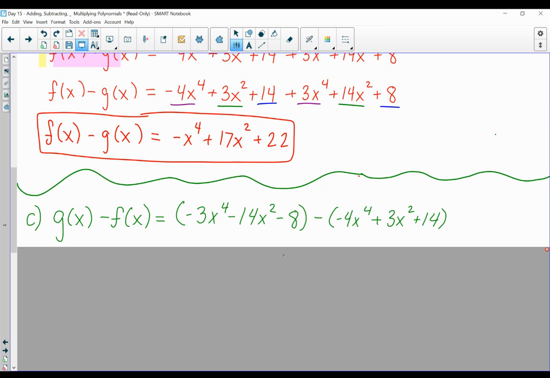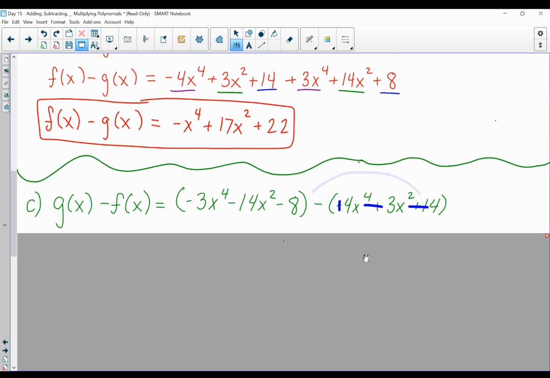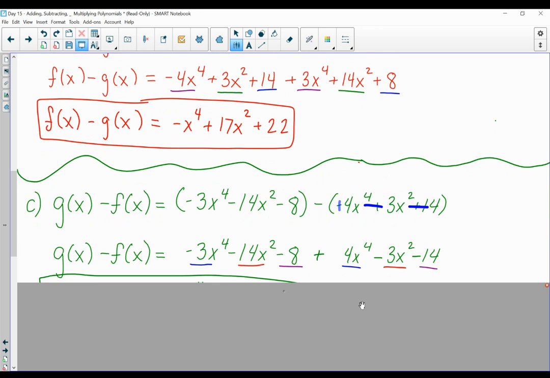So at that point, it's very similar. We need to distribute our negative, and we know that it's going to change the signs of what we see inside here. So this is going to become a positive, this is going to become a negative, this is going to become a negative. Okay, very important that you do that step with the distribution of the negative. Once you do that, I get a positive 4x to the fourth, a negative 3x squared, and a negative 14. Well, now it's just the same as before.